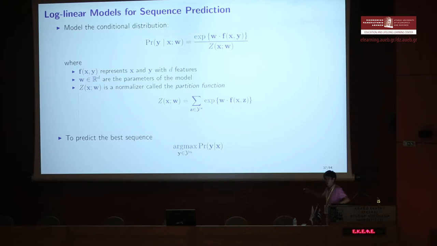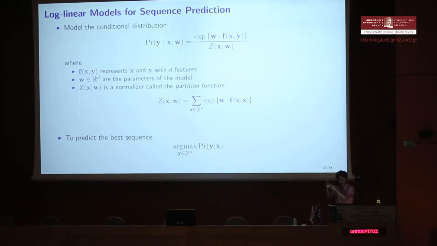Let me make sure that we understand first what it is that we are defining. We're defining a model of conditional distributions. So what does it mean? A conditional distribution means that if I'm given an X, which is an input sequence, I get a distribution over all possible Y. So each possible sequence gets a probability, and they all sum to one.